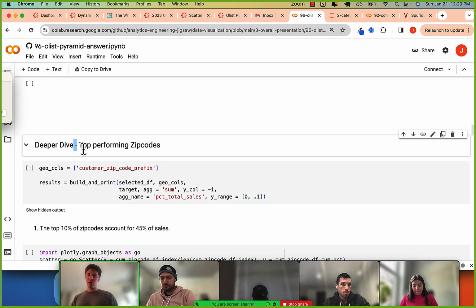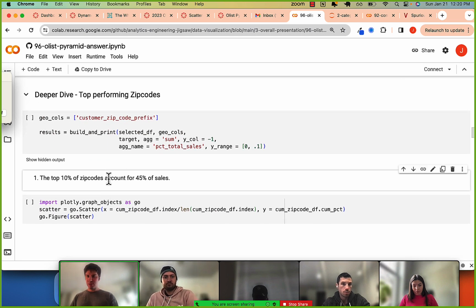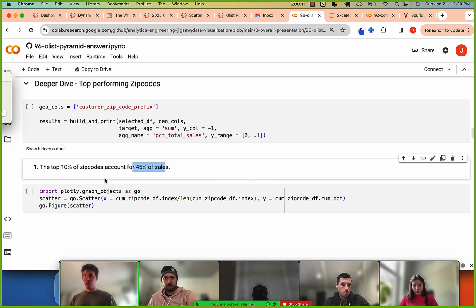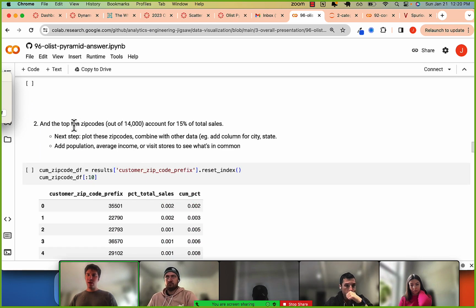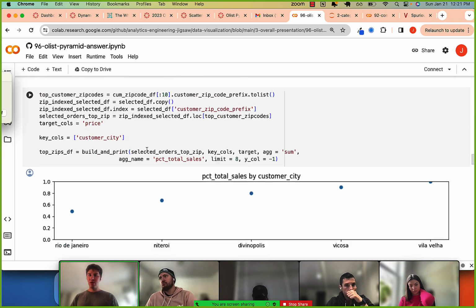And then a deeper dive, right? We saw this was interesting: the top performing zip codes, the top 10% accounted for 45% of the sales. If that's true, that's getting pretty close to our 80-20 rule. It's only 10% instead of 20% accounting for almost half the sales. And the top 10 zip codes account for 15% of sales. So we would want to plot these zip codes combined with other data, etc.